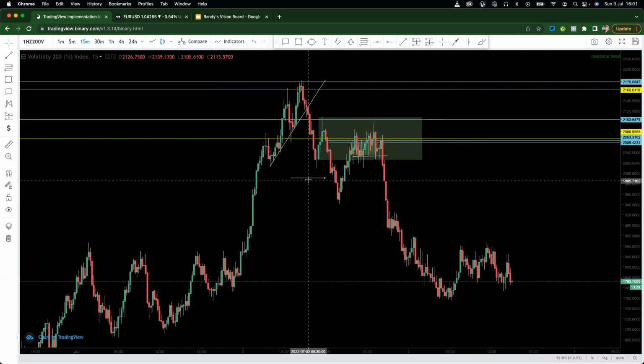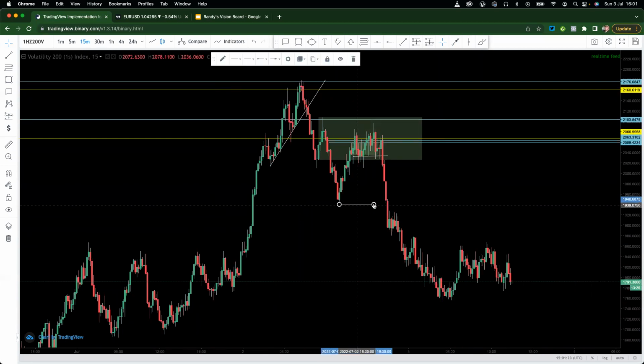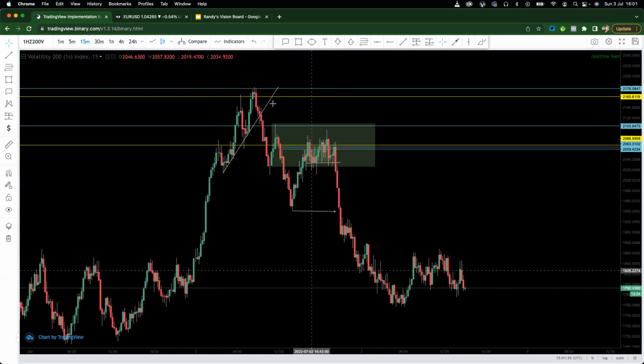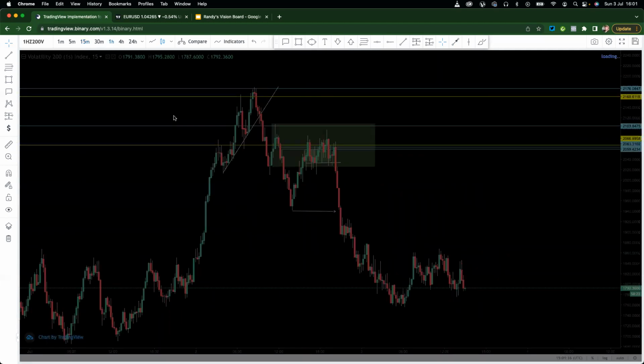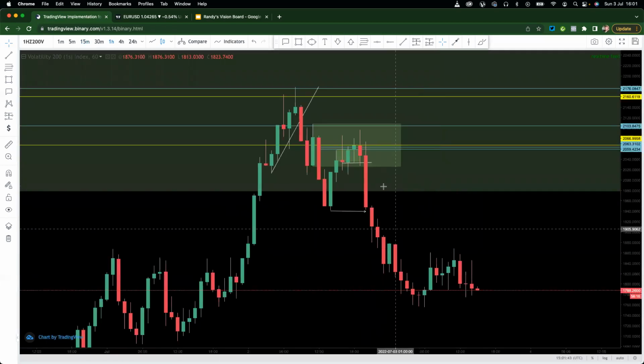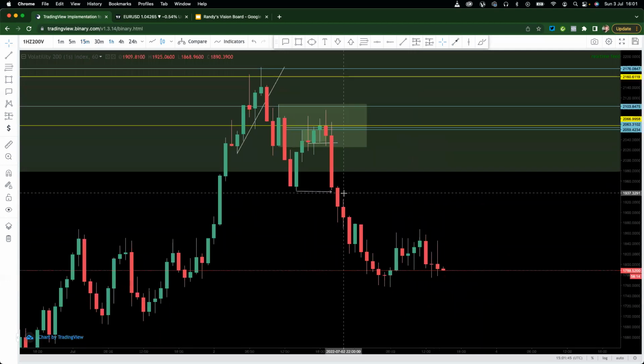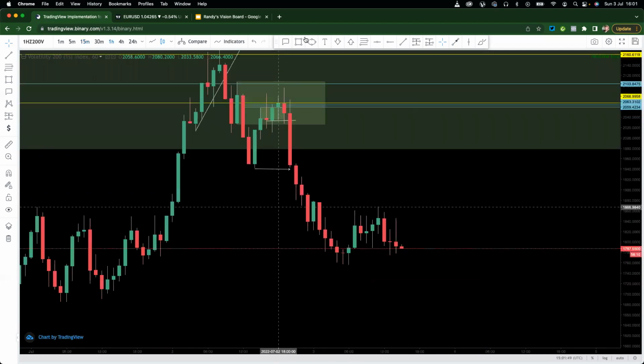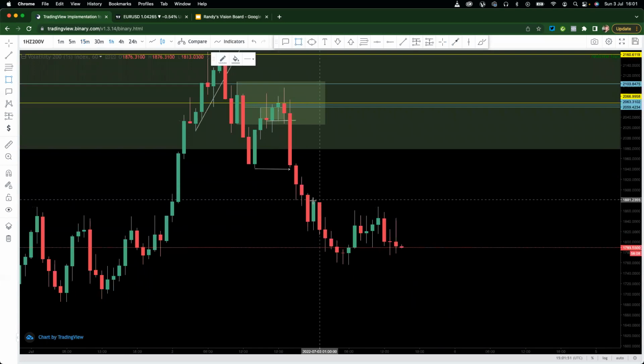And then now, what's happening here? We got a break of structure right here. Okay. Now, this is where it becomes tricky. We have a breaker structure. The candle responsible for the break is this. Also, here we have an order block.